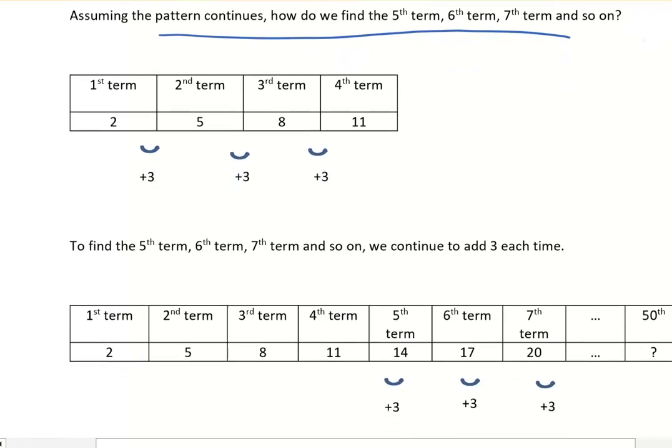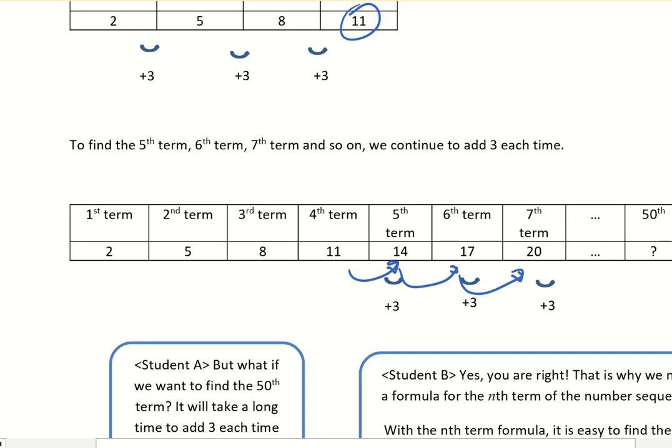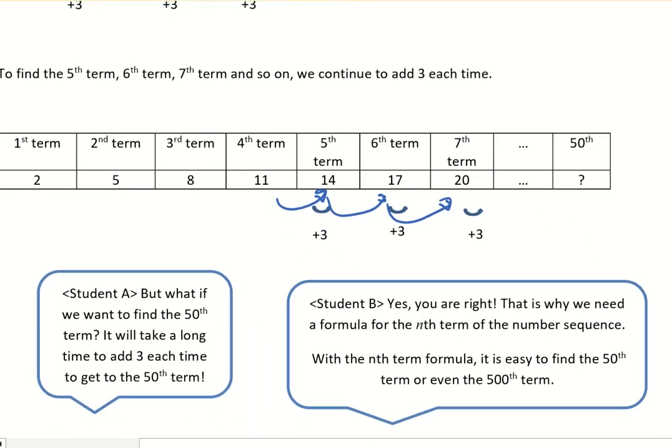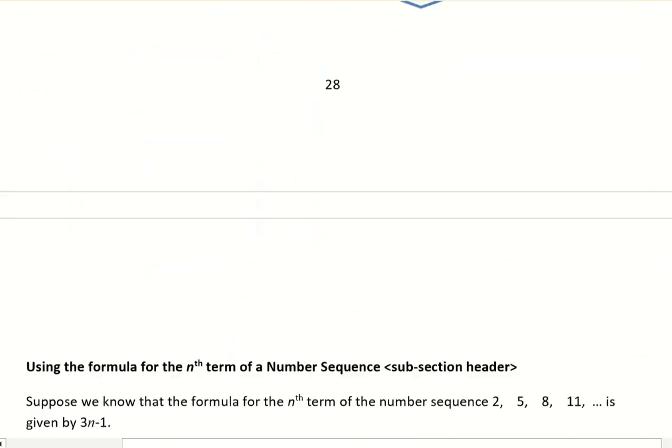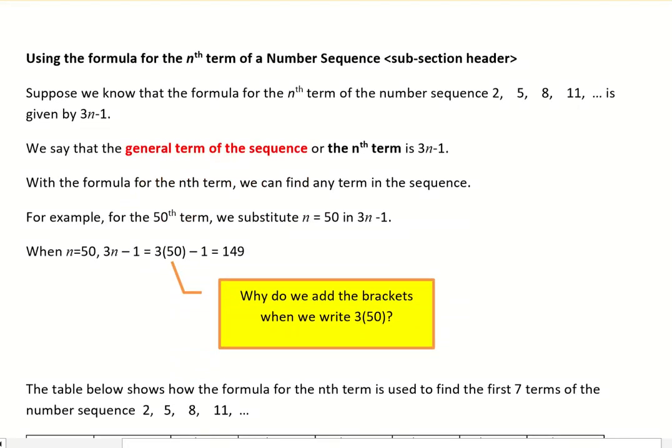So to find the 5th term, they gave us until the 4th term, which is 11. So you just need to add 3 to get 14, add 3 to get 17, add 3 to get 20, and so on. But what happens if we want to find the 50th term? There are a lot of missing numbers over here. So if you have to keep adding, it takes a very long time. So we want to find a fast way to do it. Okay, so let us come up with a formula.